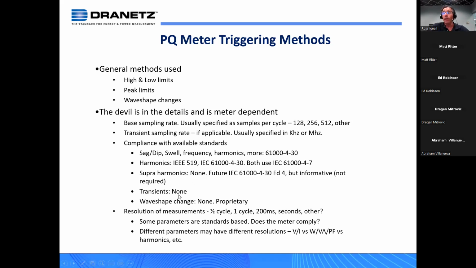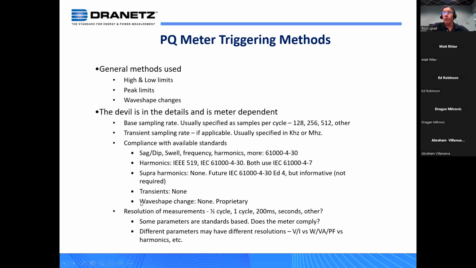So transients, there really are no standards on transients. Transients are referenced in standards such as -4-30 in the informative, again, not required section, but no techniques are given on how to measure them. So it's kind of the Wild West when it comes to standards for transients. Manufacturers generally just develop their own techniques, such as what Dran-View has done. And really, it's just higher speed sampling to capture them.